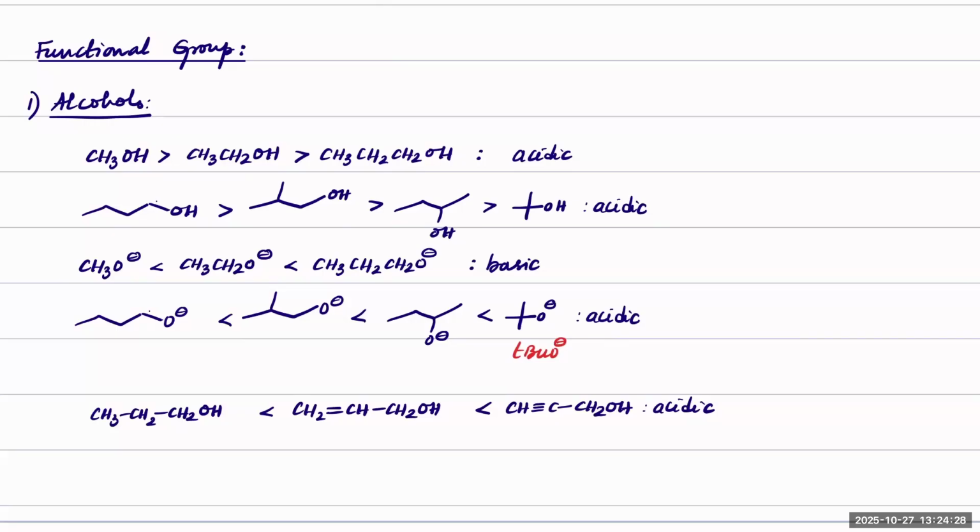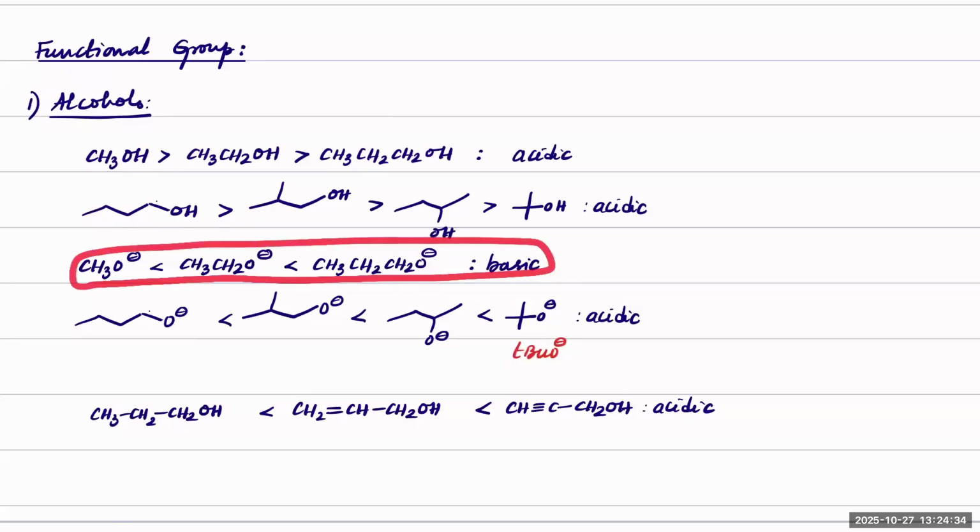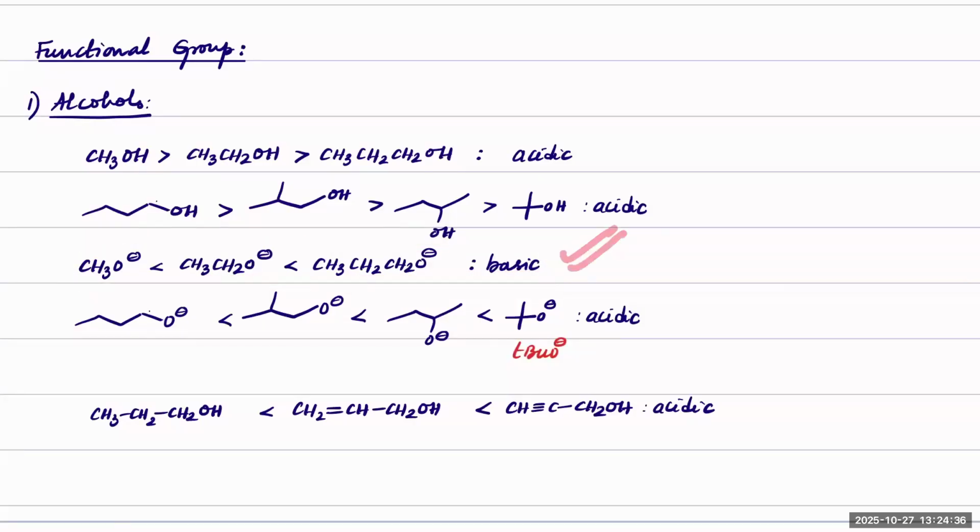Done. The minute you remove H plus, now you will have methoxy group, ethoxy group, and propoxy group. This is how the basic character varies. And out of all of these, you can see the tert butoxide is the most basic group, because that is the least acidic form in its tert butanol form.